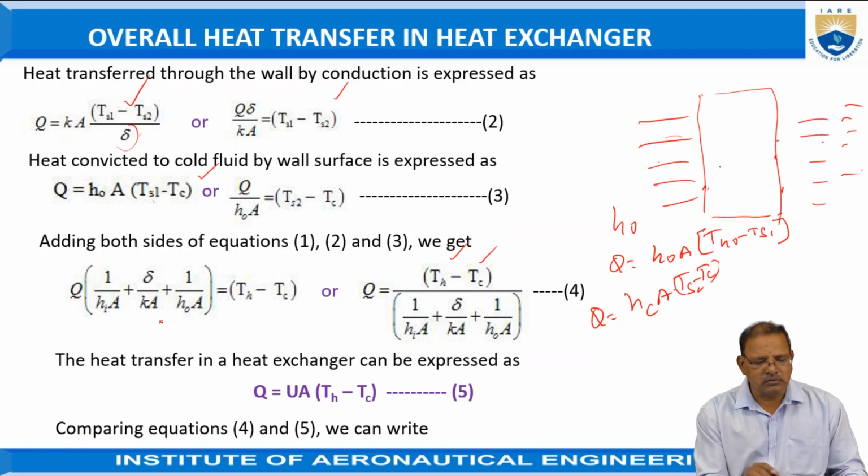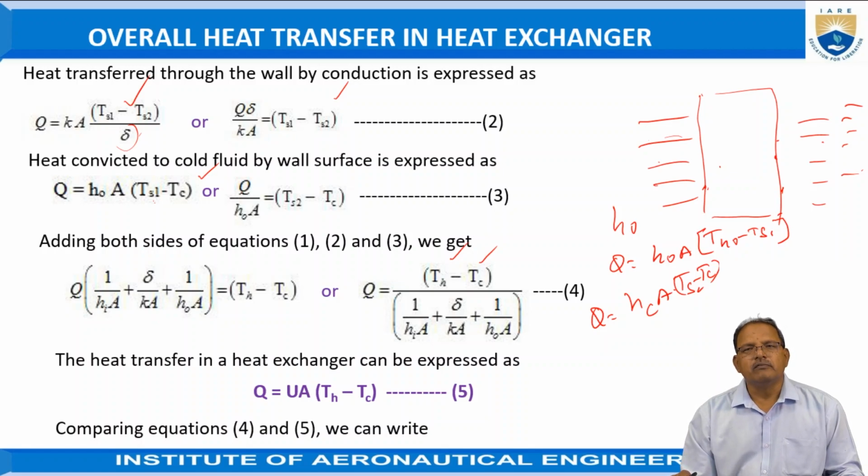which is equal to Q times (1/Hi A + delta/KA + 1/H0 A), where Hi and H0 are the coefficients of heat transfer by convection from the hot fluid to the wall, and from the wall to the cold fluid, where K is the thermal conductivity of the wall and A the area of the cross section, assumed constant for the entire process.